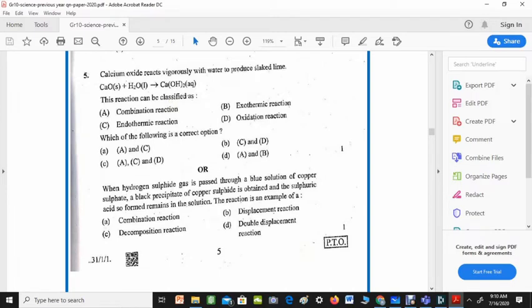As you already know, calcium oxide is a solid residue. When you sprinkle water, you are getting calcium hydroxide. Calcium oxide is called quicklime.